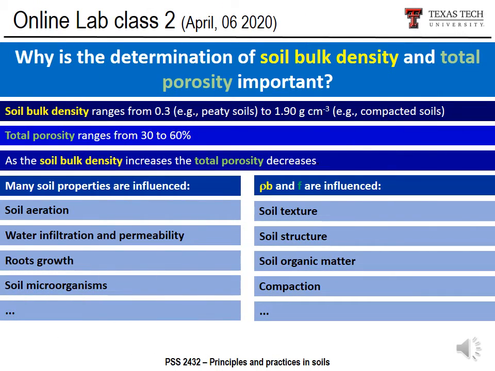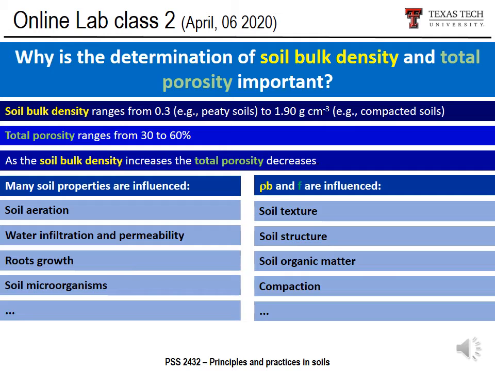Okay, my first question for you all is, why is determination of soil bulk density and total porosity important? These are two important soil properties, and normally the soil bulk density ranges from, for example, 0.3 for organic rich soils, peaty soils, to 1.9 grams per cubic centimeter for compacted soils, for instance. And total porosity ranges from 30 or less to 60%, right? And of course, as the soil bulk density increases, the total porosity decreases, okay?